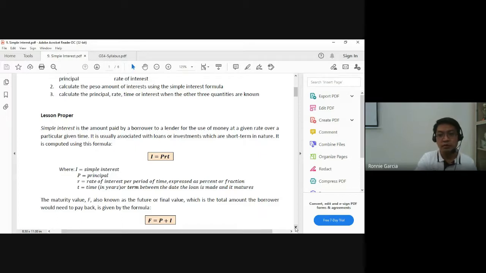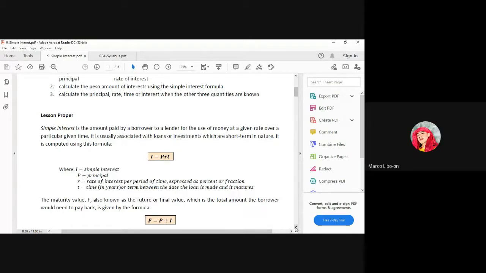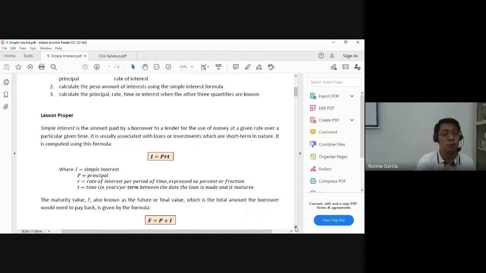At the end of 1 year, kailangan imong bayaran, 10,000 lang ba imong ibalik sa iya? If you are involving simple interest? Dili. 10,000, tubo na, matubo pa siya. So kato nga 10,000 nga imong gihiram, that is the principal, plus the amount of interest, mao na siya ang final value or future value, also known as the maturity value, that stands for letter F.